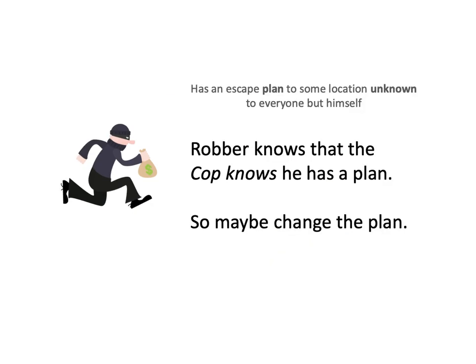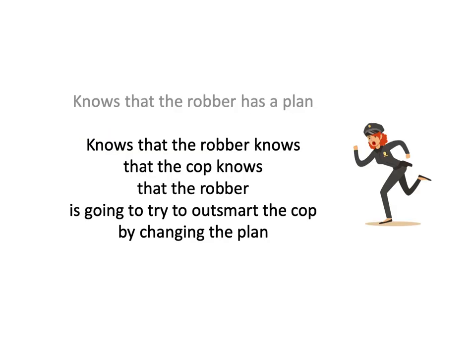As an example of what this looks like in a particular scenario, we can imagine that the robber has an escape plan to get to some location unknown to everyone but himself. And the robber knows that the cop knows that he has a plan, so maybe change the plan. But the authorities, she knows that the robber has a plan. She also knows that he knows that she knows that he is going to try to outsmart her by changing the plan. Already, we can see how this can get a bit confusing and complicated. It has definitely given us a headache late in the day thinking about how we should approach such a problem.